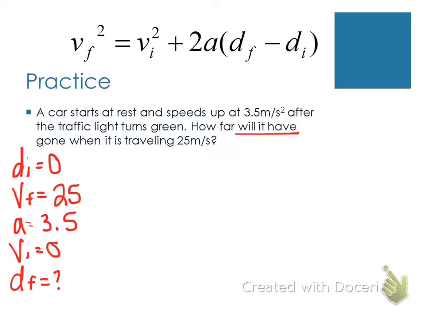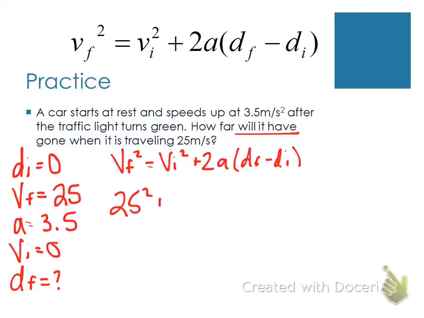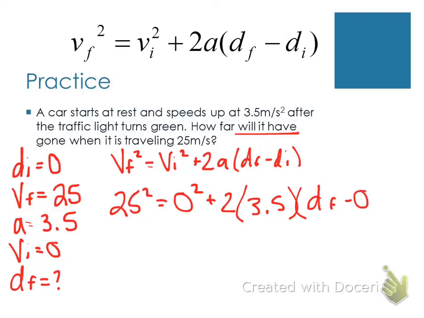How would you find time? If you wanted to find time, okay, so our final velocity squared is 25 squared, equals 0 squared plus 2 times 3.5 times df minus 0. The final distance. No, we won't subtract it, we're going to end up dividing it over.